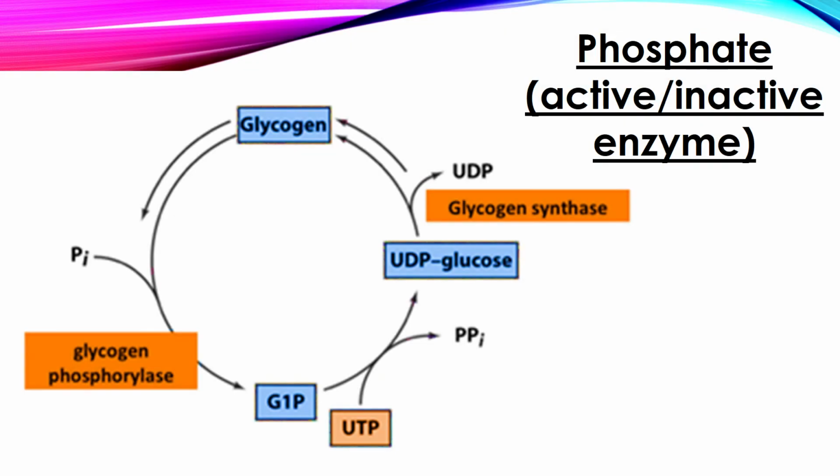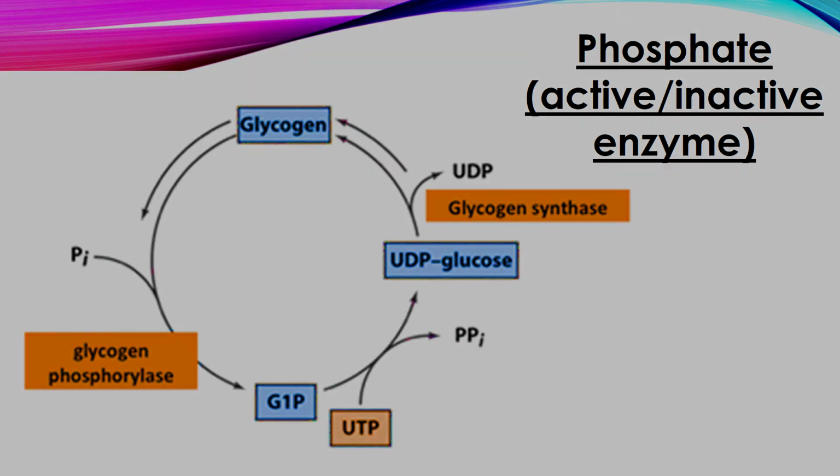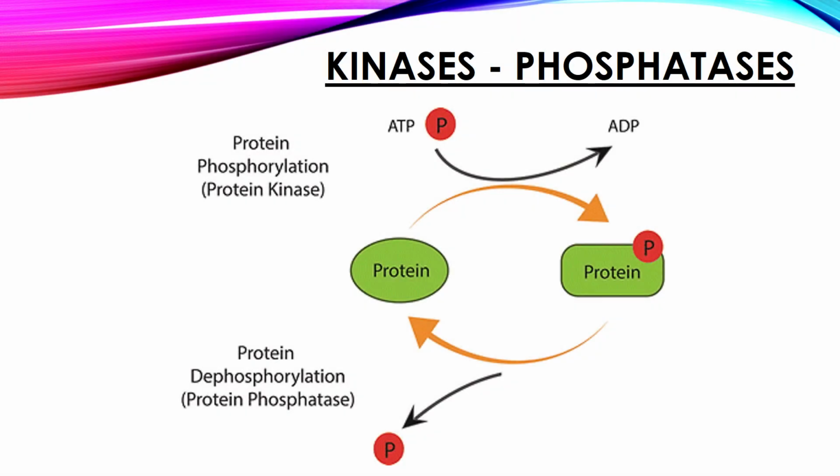Some enzymes require phosphate for activation and inactivation. For example, glycogen phosphorylase gets active when phosphate is attached, whereas glycogen synthase gets active when phosphate is removed from it. Special phosphate-adding enzymes are called kinases, and special enzymes that remove the phosphate group from enzymes are called phosphatases.